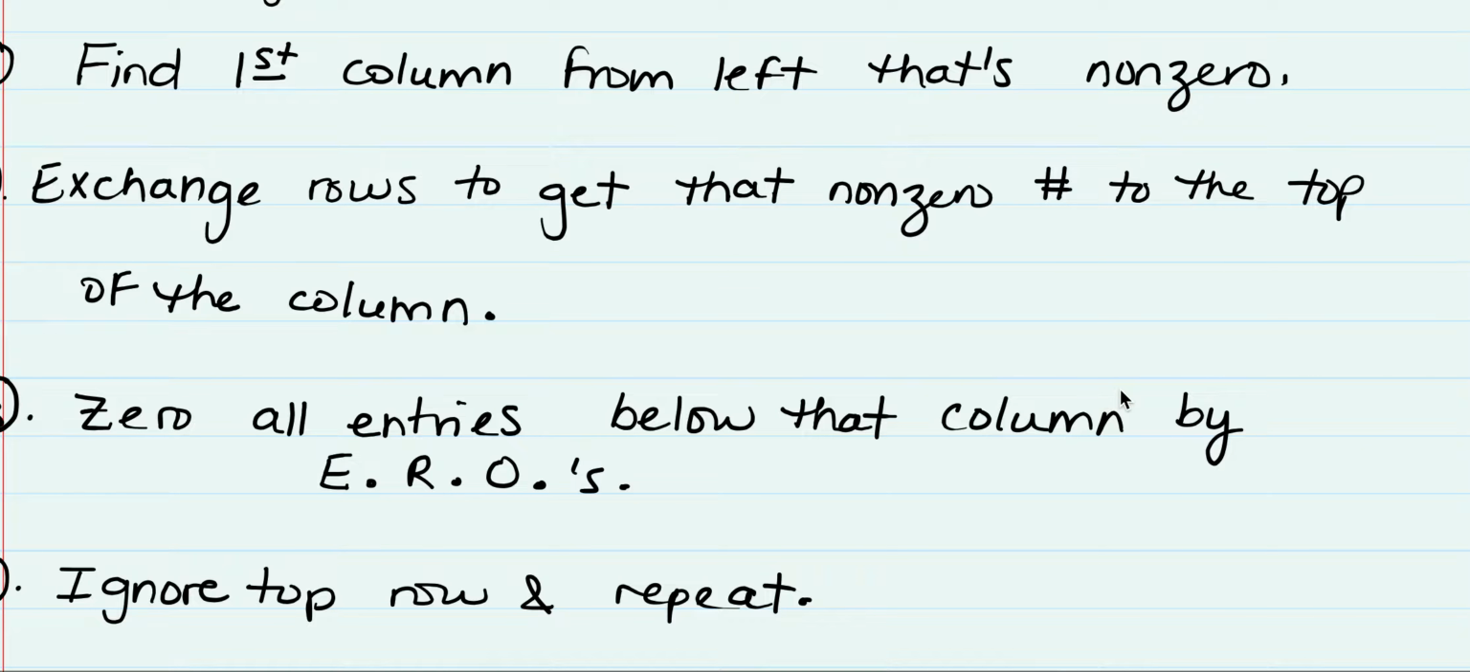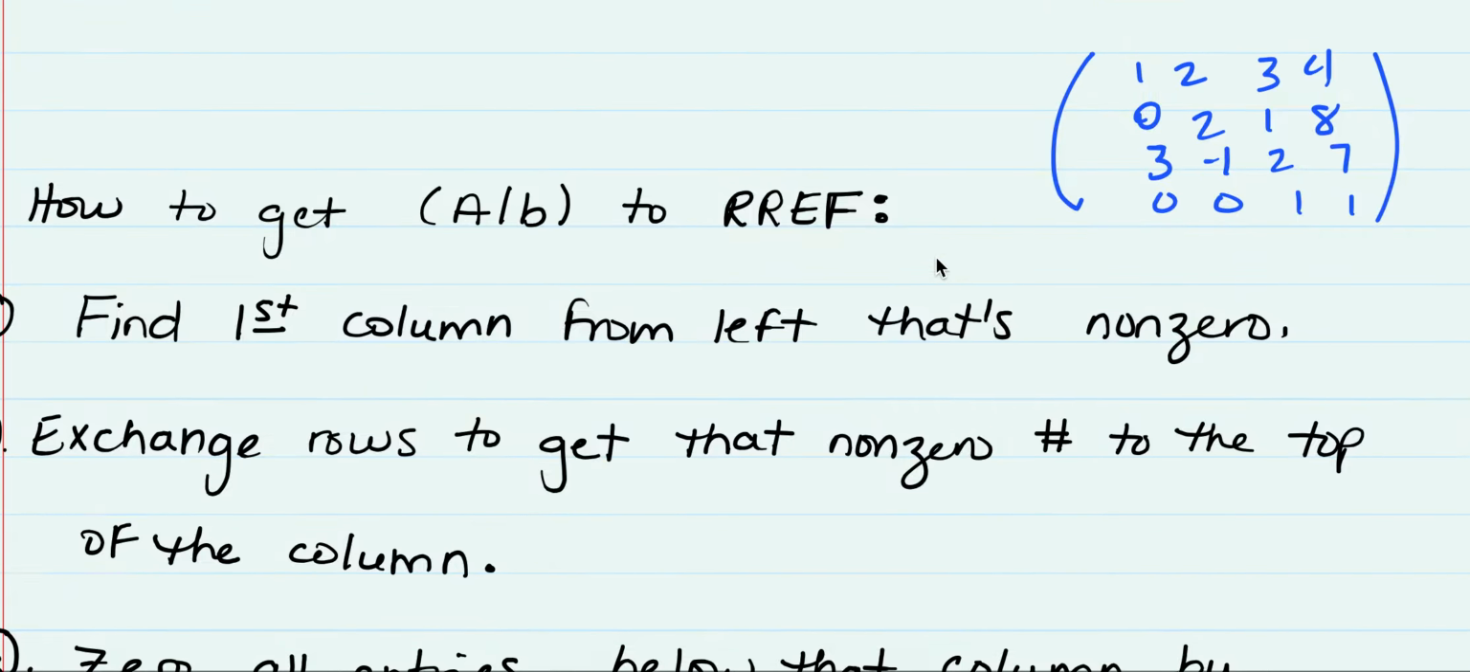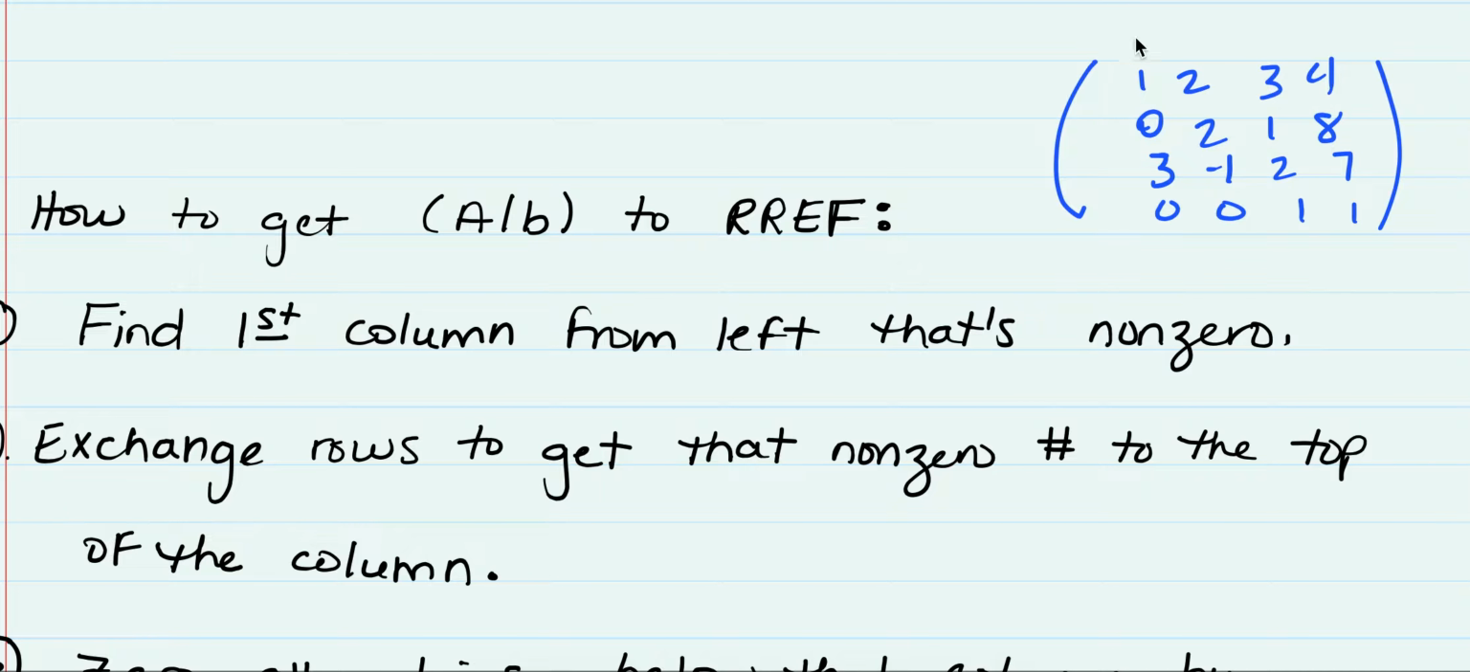After that, you want to ignore the top row and repeat. So we pretend like this row and this column here do not exist. So we go to the next one. So let me make a line here. So pretend like we did all of that. You look for the first non-zero entry in your column, which happens to be already right here. And then you get rid of all of the things below it that are not zero.